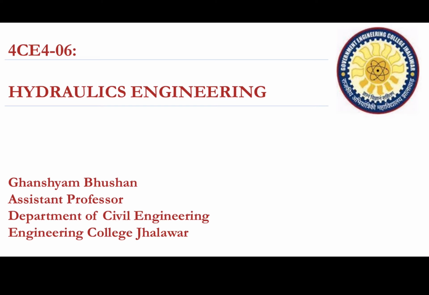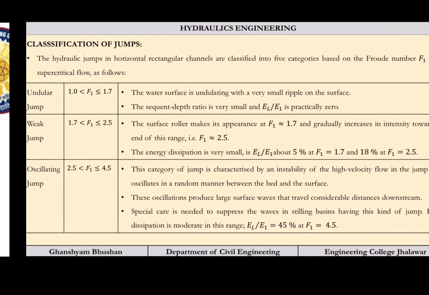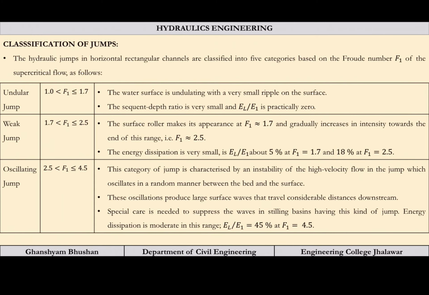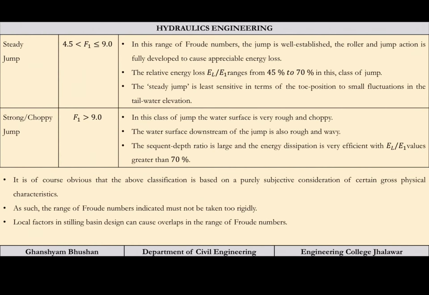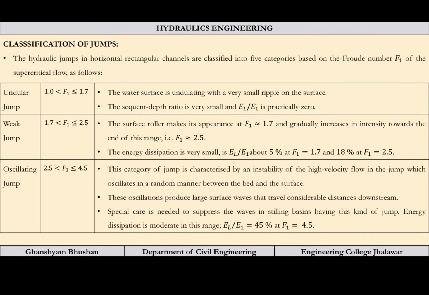So now today we are going to see the classification of hydraulic jump. Hydraulic jump can be classified into 5 various categories. Here we are seeing only 3, and 2 can be seen here. So let us discuss one by one. First is your undular jump. When the Froude number lies between 1 to 1.7, then that type of jump will be termed as undular jump. So what are the characteristics of this type of jump?